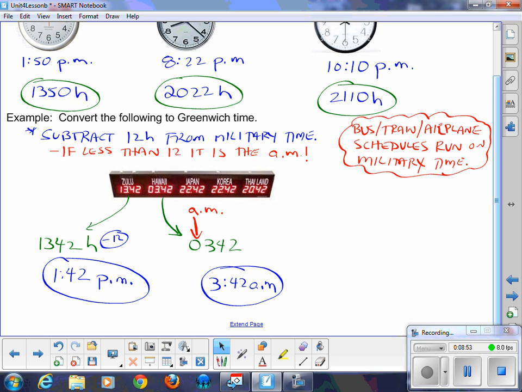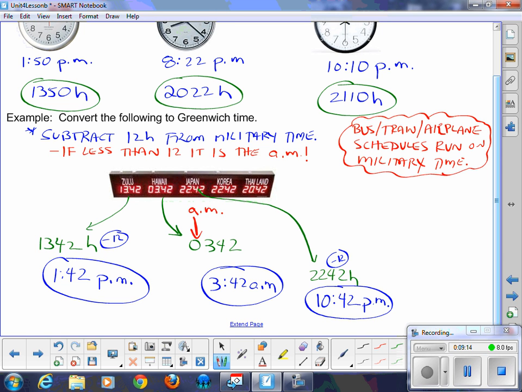Okay? Looking at Japan here. So Japan, they have it as 22:42 hours. This one's over 12, so we've got to subtract 12. So when you take 22, take away 12, we end up with 10:42, and it must be a PM time. Okay. Korea, I don't have to do it. It's the same as Japan. Then on to Thailand. So 20:42. Again, that is in military time. It's over 12 hours. I got to subtract the 12. And when you take away the 12, we end up with 8:42. And again, it's PM.